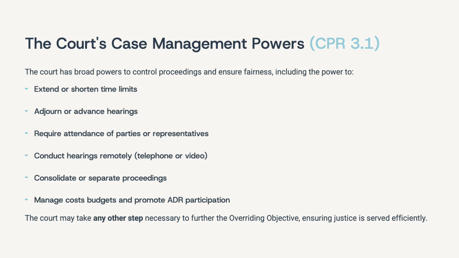Judges become part referee, part project manager. So they try to look at the directions to make things proportionate between the parties, or make things at par between the parties. So under CPR 3.1, CPR once again being Civil Procedure Rules, the court can extend or shorten deadlines, adjourn or bring forward hearings, and even hold them online.